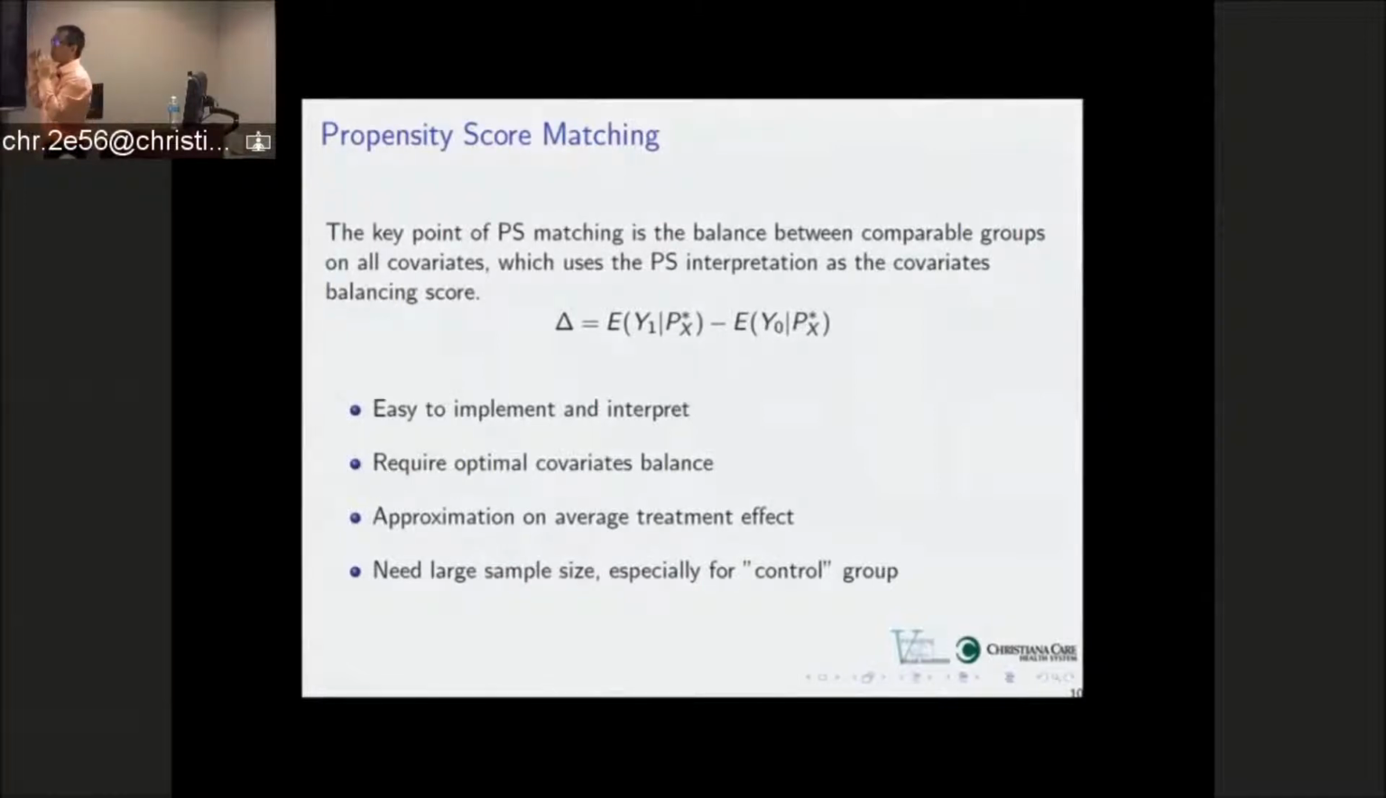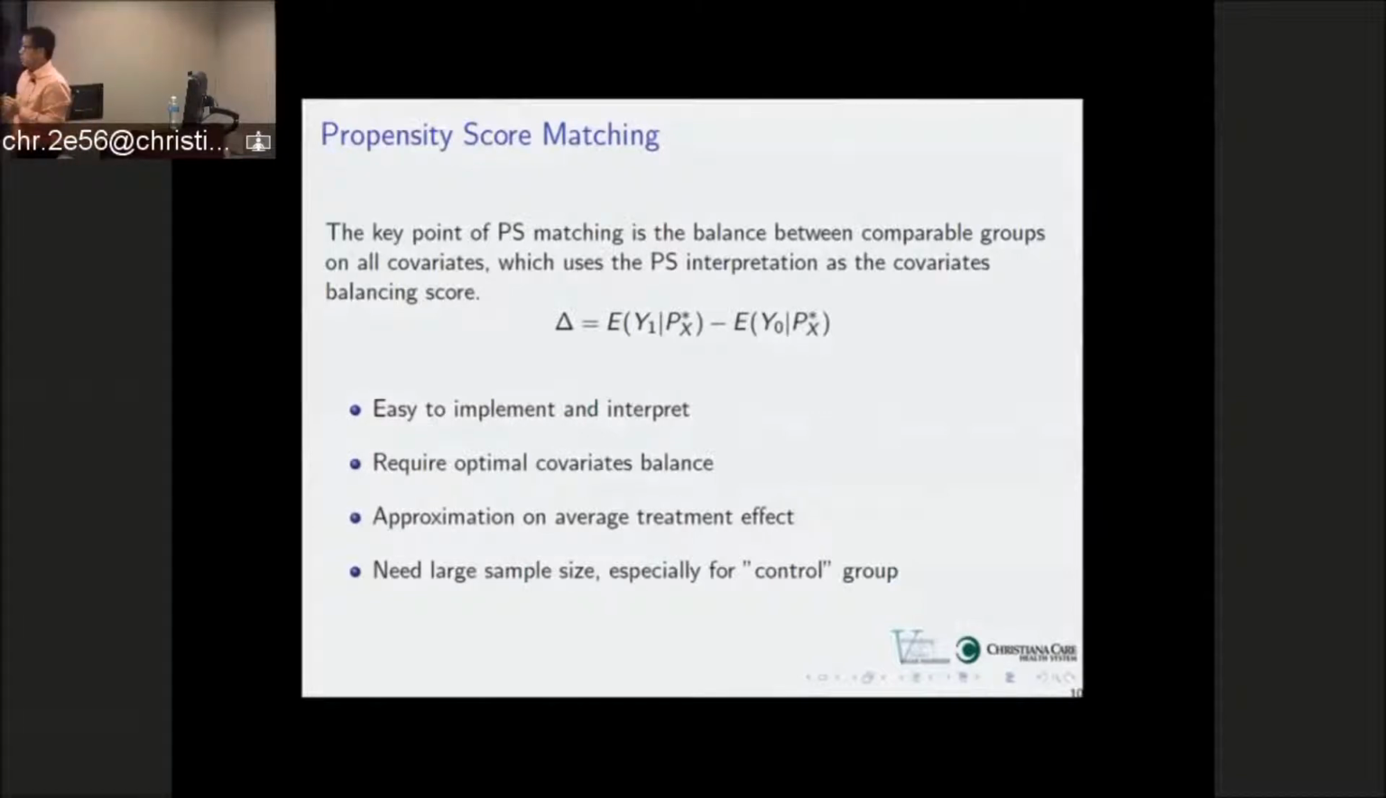For propensity score matching, we actually don't care whether it's the probability of treatment assignment or not. What we care about is creating a score that can optimize the covariate balance. Based on this formula, we would like to generate a balanced propensity score, which makes sure we have an optimal covariate balance. This method is easy to implement and interpret, and, like I said, it requires optimal covariate balance.